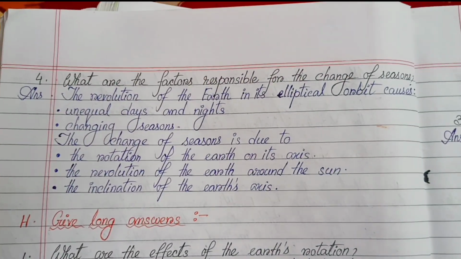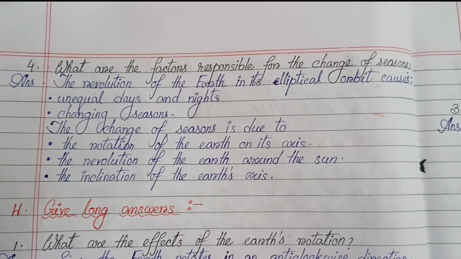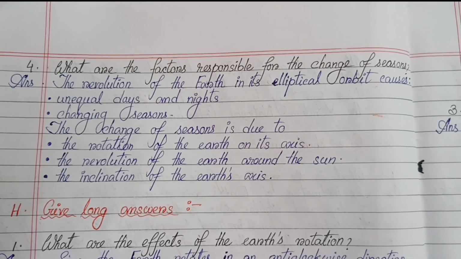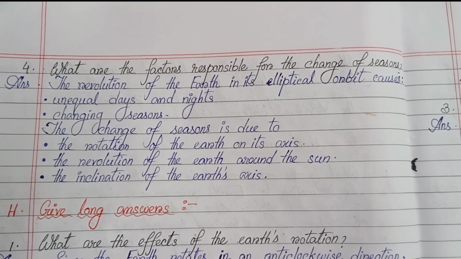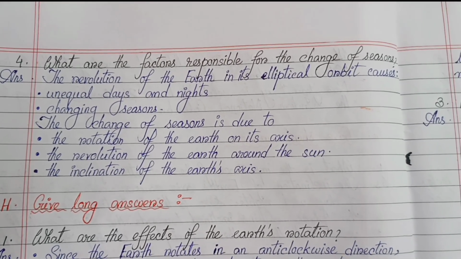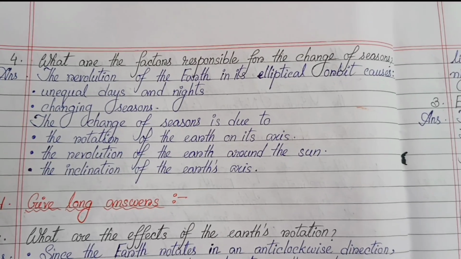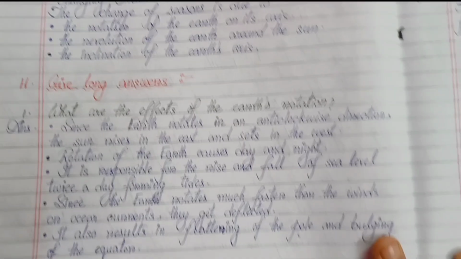Number 4, what are the factors responsible for the change of season? The revolution of the earth in its elliptical orbit causes unequal days and nights, changing seasons. The change of seasons is due to the rotation of the earth on its axis, the revolution of the earth around the sun, and the inclination of the earth's axis.